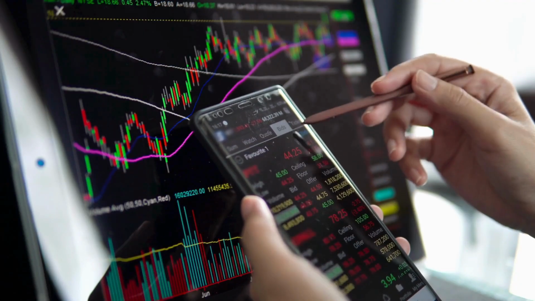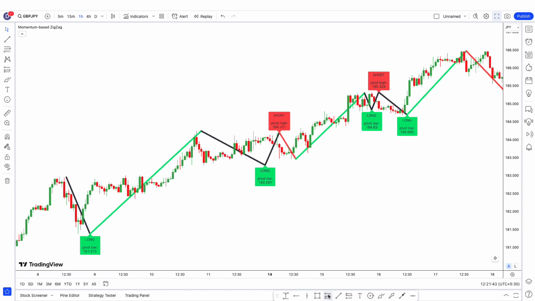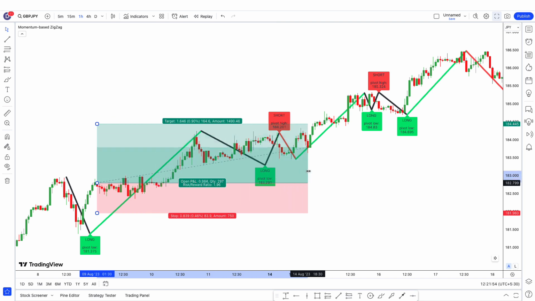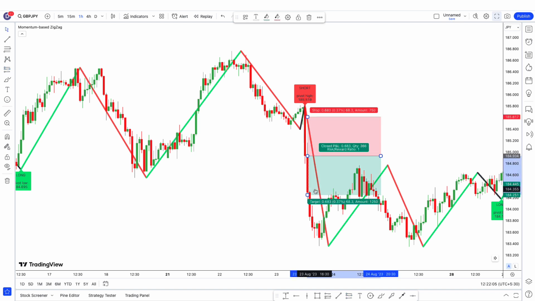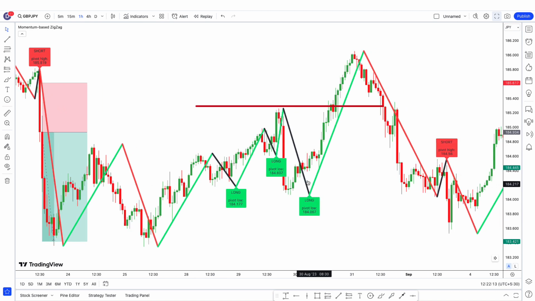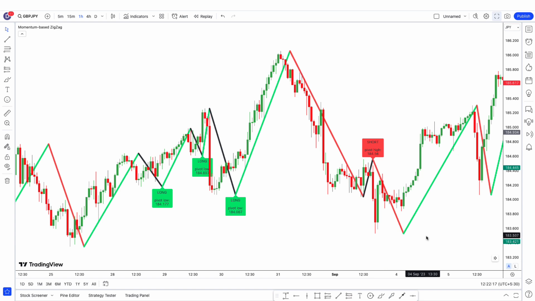Now, to trade using this indicator is really simple. Whenever a long signal is printed on the chart, we enter a long trade. And whenever a short signal is printed on the chart, we enter a short trade. However, as you can see here, this indicator isn't the best when the market starts ranging.